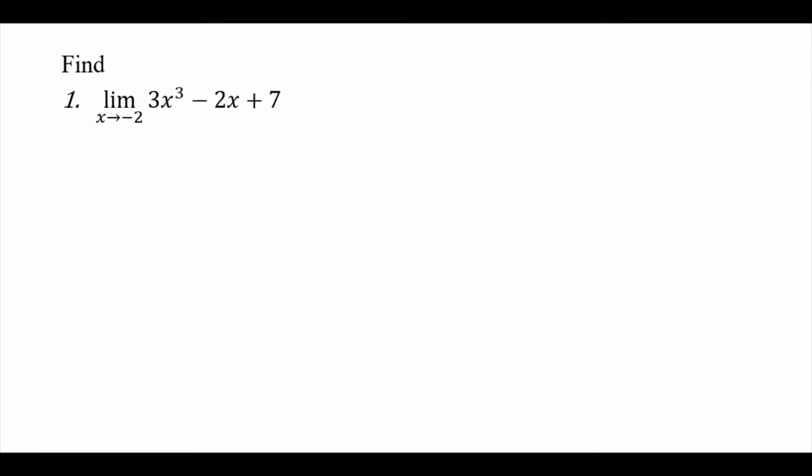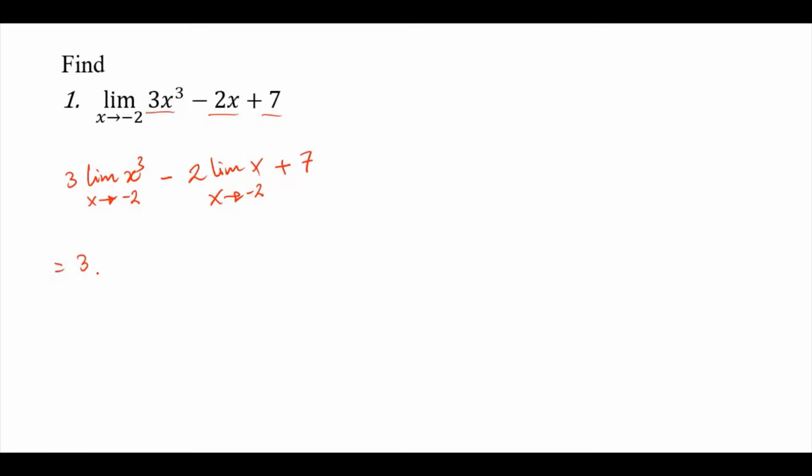Let's find this limit. Well, this limit is basically the limit of a polynomial. To find the limit of a polynomial, you're going to find the limit of each of these terms, and we know how to do that, so we're going to apply the property right away. So this is equal to 3 times the limit of x cubed when x approaches negative 2, minus 2 limit x when x approaches negative 2, plus the limit of 7 is 7.